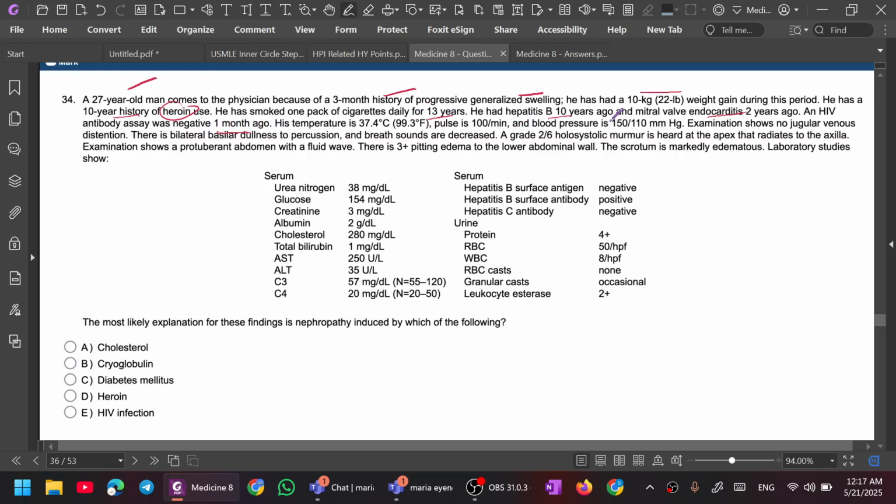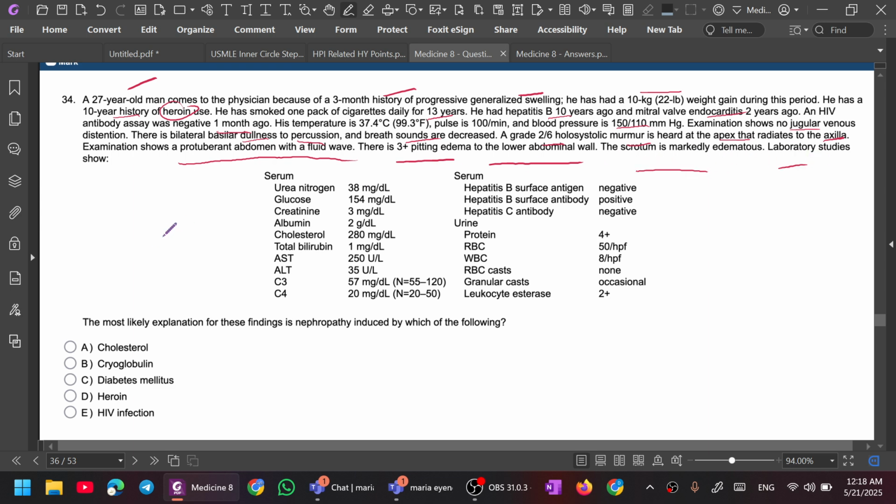Temperature is normal. Pulse 100. Blood pressure 150 over 110. Examination shows no JVD. There is bilateral basilar dullness on percussion, and breath sounds are decreased. A grade 2 out of 6 holosystolic murmur is heard at the apex that radiates to the axilla. Examination shows a protuberant abdomen with a fluid wave. There is 3 plus pitting edema to the lower abdominal wall.